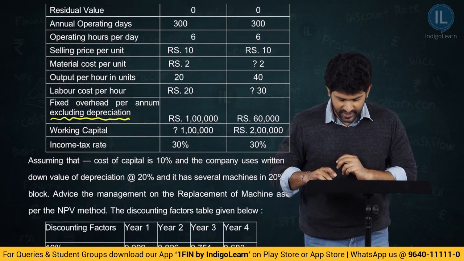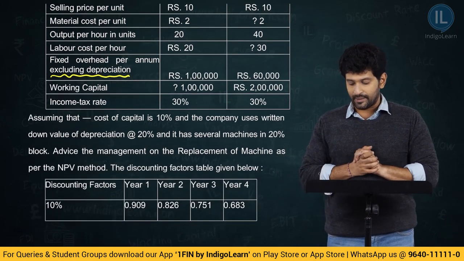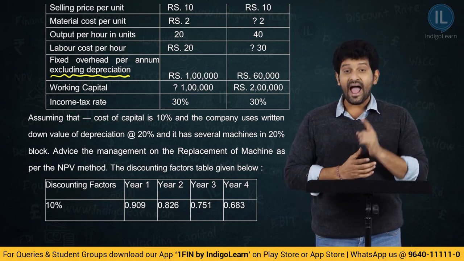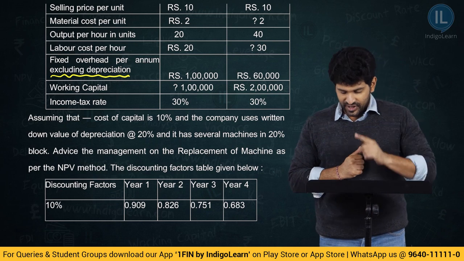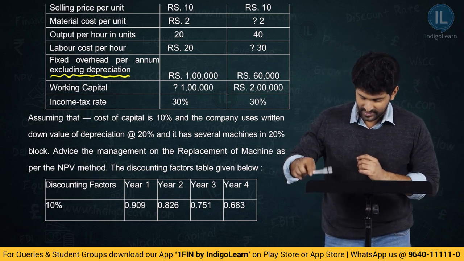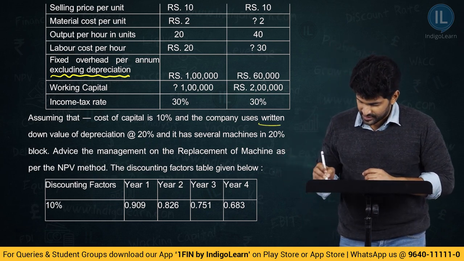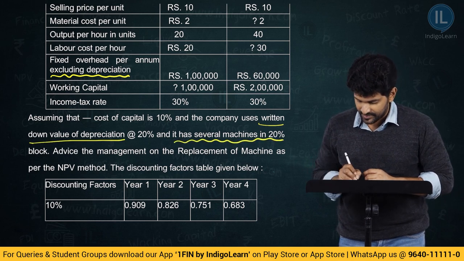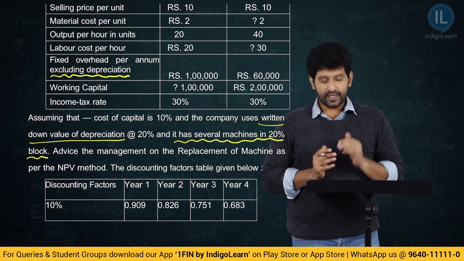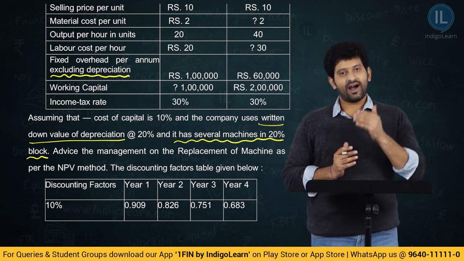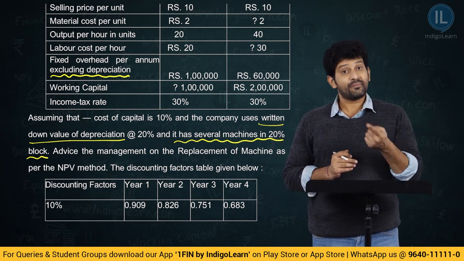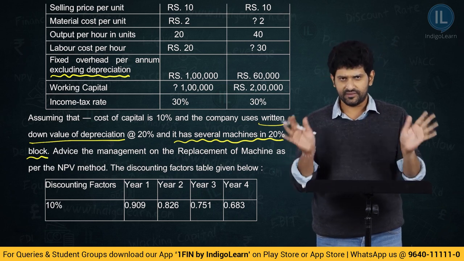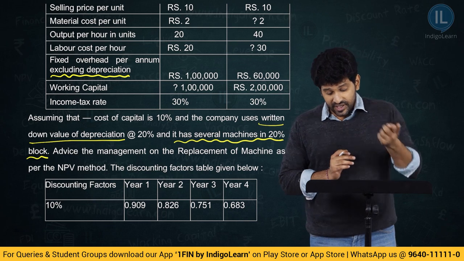Then assuming that the cost of capital is 10% and the company uses written down value of depreciation at 20% and it has several machines in 20% block. Again, underline this point. So it is written down value and several machines in 20% block. Now, written down value, because after we complete CFBDT, when we say minus depreciation, we will not take straight line method, we will take 20% WDV. That is fine. It has several machines in 20% block.